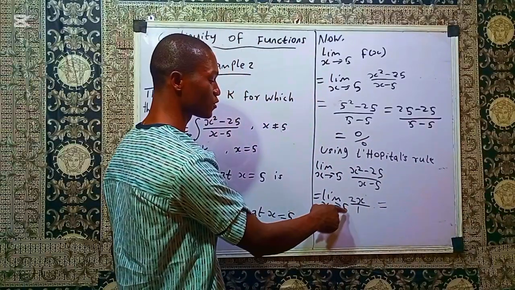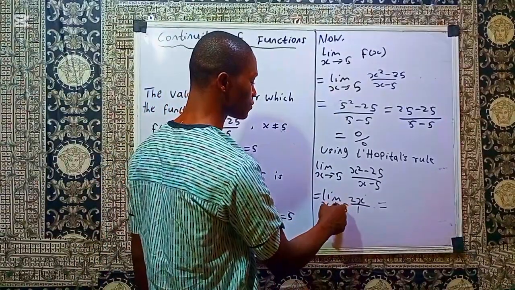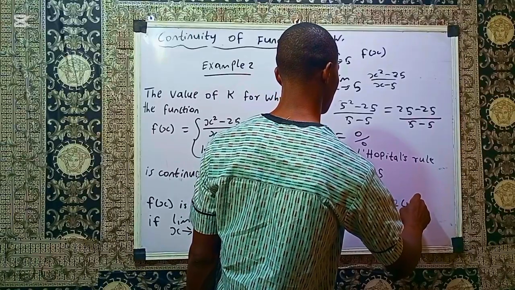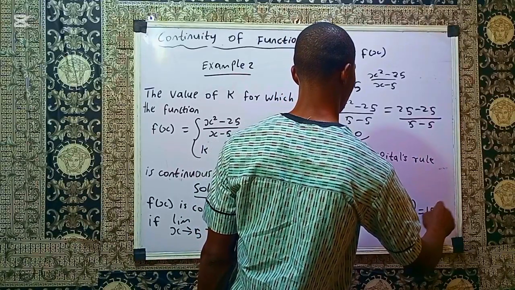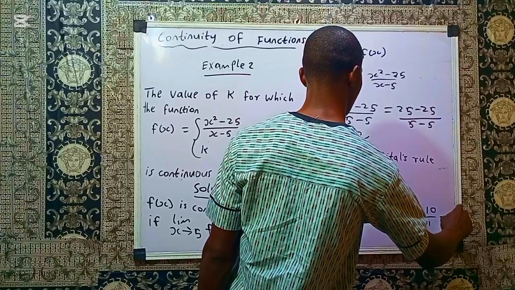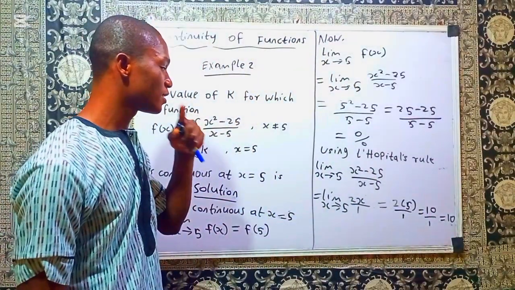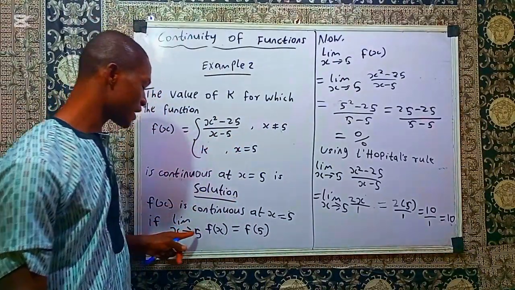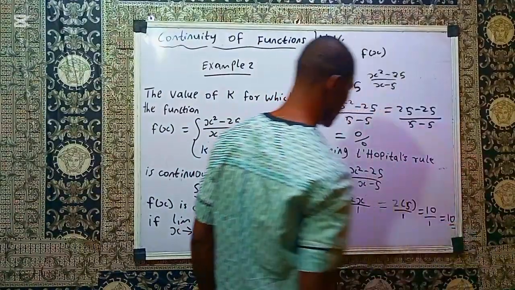So we have the limit as x goes to 5 of 2x divided by 1. We substitute 5 for x. That's 2 times 5 divided by 1, which is 10 divided by 1, which gives us 10. So the limit of the function as x goes to 5 is 10. That's what we got here.